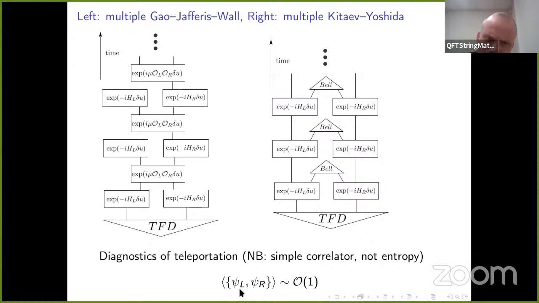Sorry, may I ask? So this triangle called Bell, does it mean that you reduced the size of your Hilbert space, or have I misunderstood? No, you don't. You keep this. It might be a slightly unfortunate drawing. You project it on a Bell state, but then you keep these qubits inside. And on each step you always keep the same number of states. So the dimension of the Hilbert space does not change.